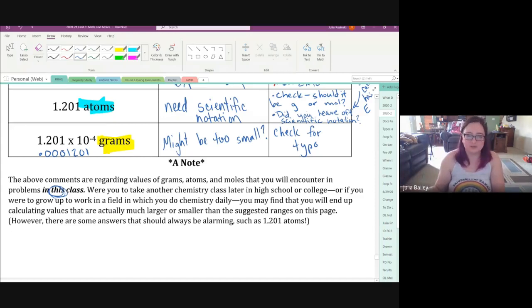Now, I will say some answers should always be alarming, like 1.201 atoms, because you can't have 0.2 of an atom. That's not how counting works. Atoms don't come in decimals or fractions. So something to think about as you go through your quiz that's coming up.